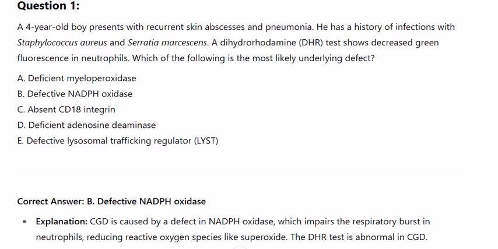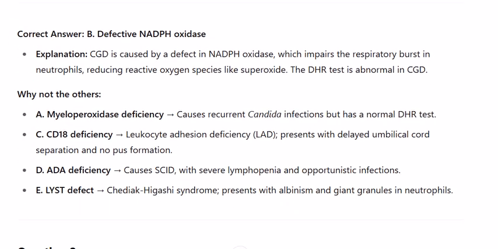A. Deficient myeloperoxidase. B. Defective NADPH oxidase. C. Absent CD18 integrin. D. Deficient adenosine deaminase. E. Defective lysosomal trafficking regulator. B. Defective NADPH oxidase. Explanation: CGD is caused by a defect in NADPH oxidase, which impairs the respiratory burst in neutrophils, reducing reactive oxygen species like superoxide. The DHR test is abnormal in CGD.